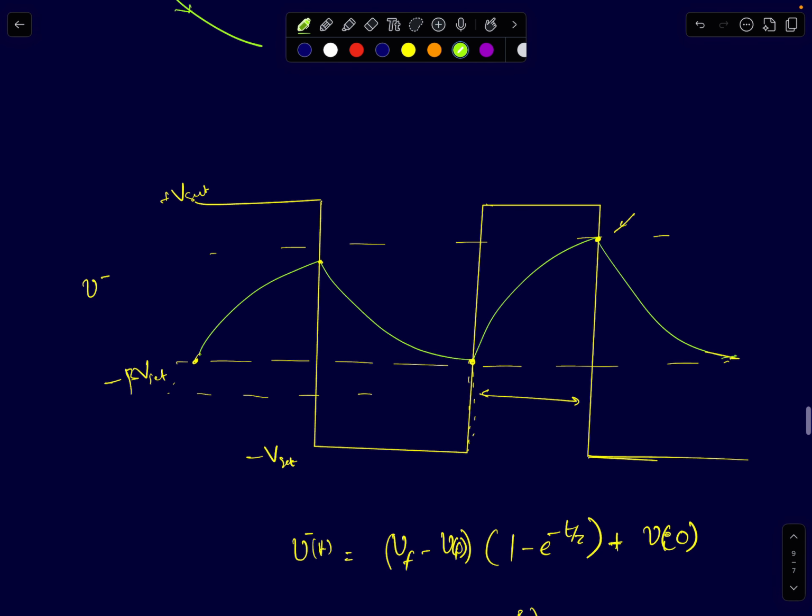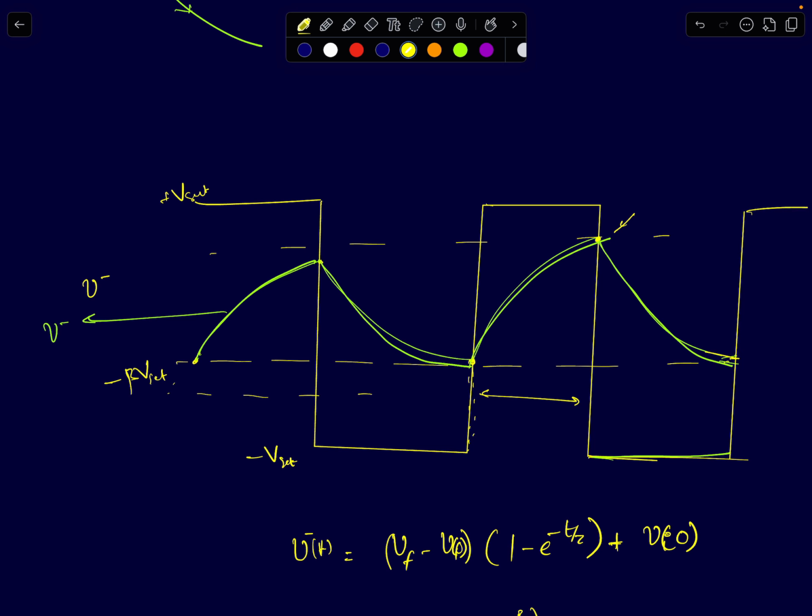So the waveform will look something like this. So this is your V minus. It will keep oscillating between minus beta Vsat and plus beta Vsat. It will go through a first order charging and discharging between minus and plus beta Vsat. And the output waveform will be a square pulse waveform that will change every time your V minus reaches plus or minus beta Vsat. So this is the waveform you get.